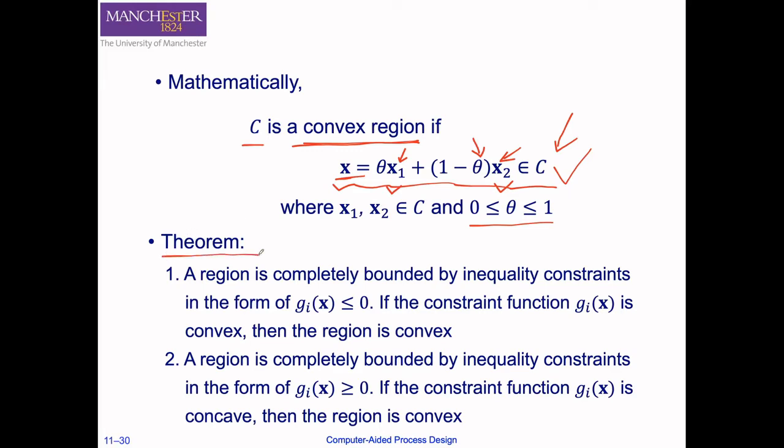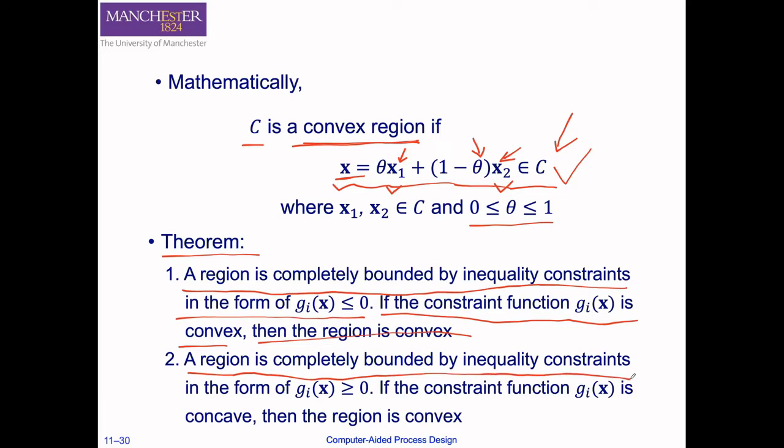Let's look at this theorem. A region is completely bounded by inequality constraints in the form of g_i(x) is less than or equal to 0. That means the region is constructed by inequality constraints only. There are no equality constraints involved. If the constraint function g_i(x) is convex, then the region is convex. A region is completely bounded by inequality constraints in the form of g_i(x) is greater than or equal to 0. If the constraint function g_i(x) is concave, then the region is convex. This theorem provides 2 options to determine if a region completely bounded by inequality constraints is convex or not.